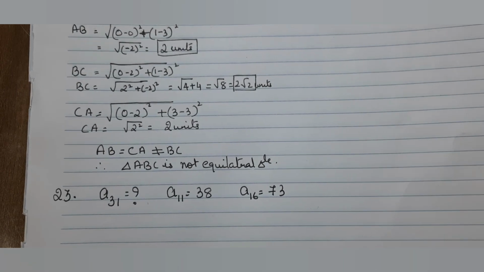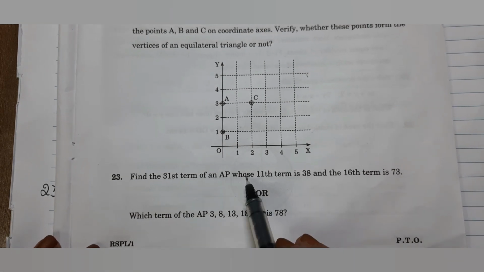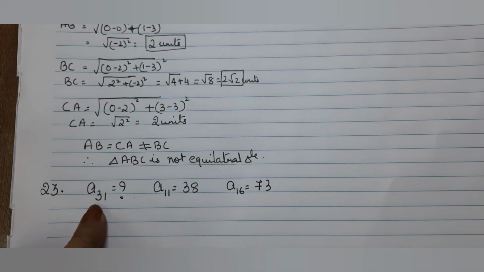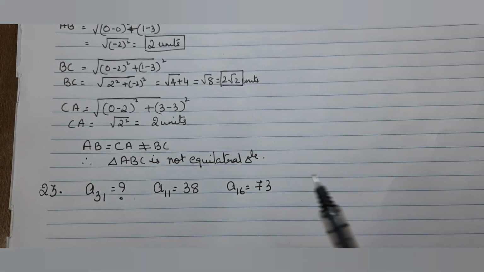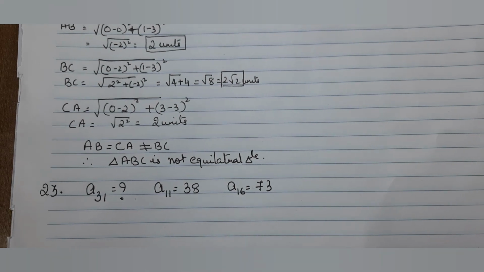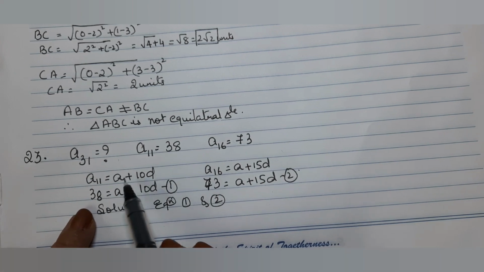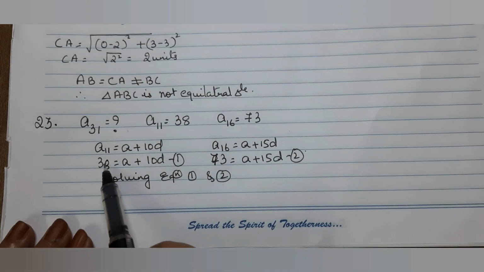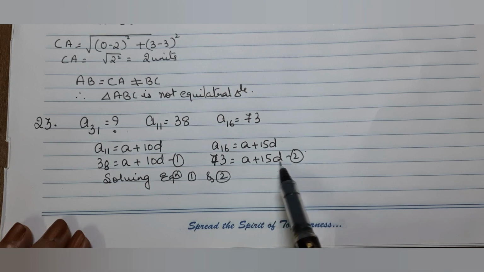So the next question is of AP, here 23rd. Find the 31st term of an AP whose 11th term is 38 and 16th term is 73. So we have to find out A31; A11 is given as 38, A16 is 73. So here A11 is a plus 10d, using a plus n minus 1 d, and A16 is a plus 15d. So 38 is given as a plus 10d, and 73 for the 16th term, a plus 15d.